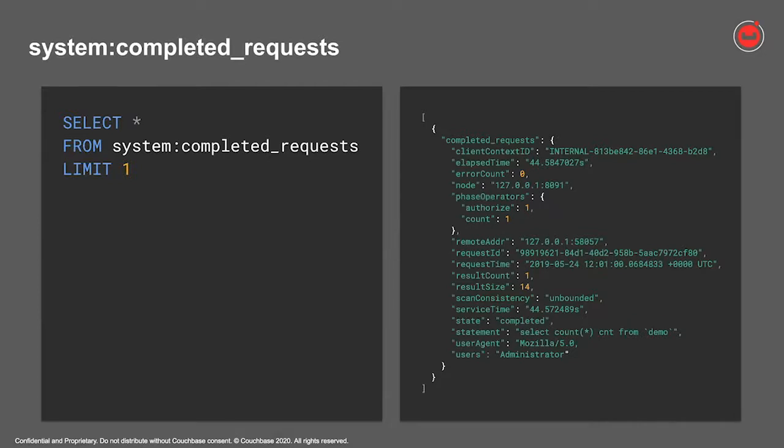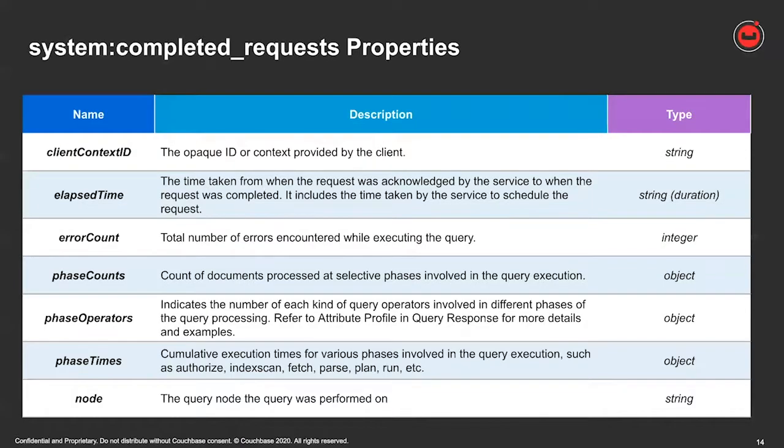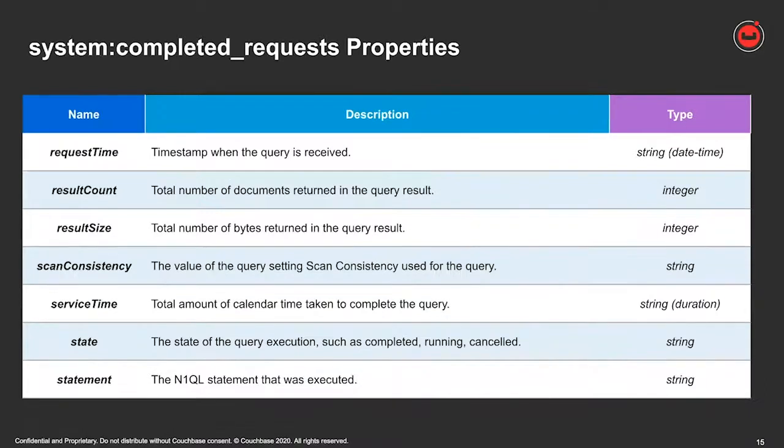There's a ton of really valuable information that's available to us in system completed requests. Things like the elapsed time. How long did it take from when the query service received the query until it sent a response? Things like the phase counts, the number of documents processed between each of the operators, the node that actually executed the query, the number of results, the size of the results in bytes. We have things like the service time. So we can calculate the delta between elapsed time and service time to give us a queue time.